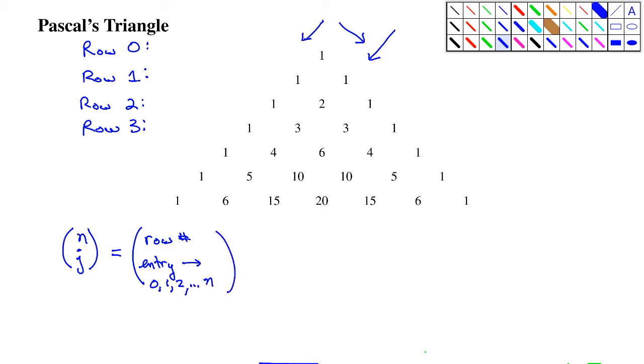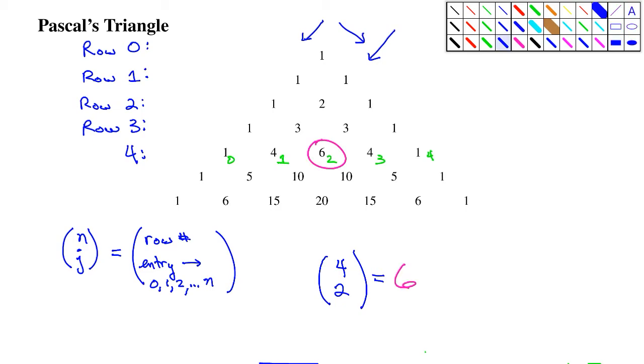So for example, suppose we wanted to know what 4 choose 2 was, and we wanted to use Pascal's triangle instead. Well, the first thing we would do is we would go to row 4, and then the numbers in row 4 are the 0 number, the 1 number, the 2 number, the 3 number, and the 4 number. And so 4 choose 2 is 6.